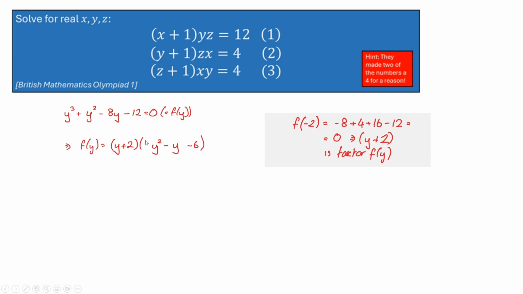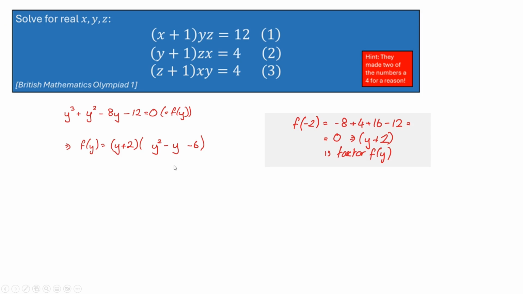And so that means I can then factorize this first equation here. Now, how have I done that? Well, I know that y times y squared is y cubed. So I know that's definitely y squared. I know that 2 times minus 6 is minus 12, so that's definitely a minus 6. And then y times minus 6 is minus 6y. I want minus 8y, so therefore there must be a minus y here. So I've basically just done some factorizing in my head to get the right answer. You could do algebraic division, you'll get to the same point.